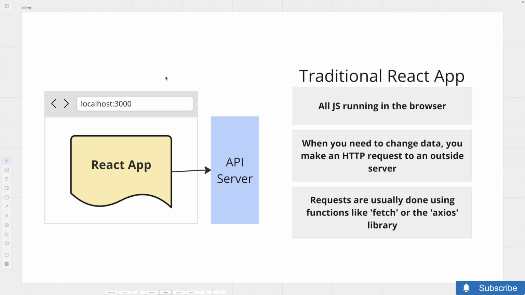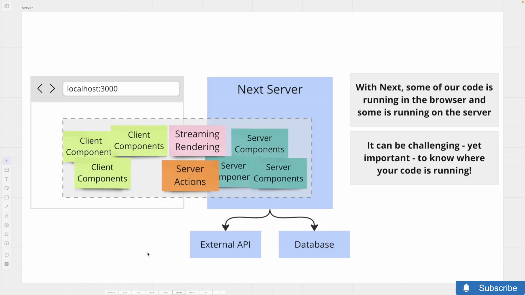And whenever we need to change data, create records, or whatever else, typically we make an HTTP request to an outside API server. And usually we make these requests using functions like, say, fetch or the Axios library or something similar to that. So this is how we used to write JavaScript and React in particular. But now that we are working with Next, the world is way, way different.